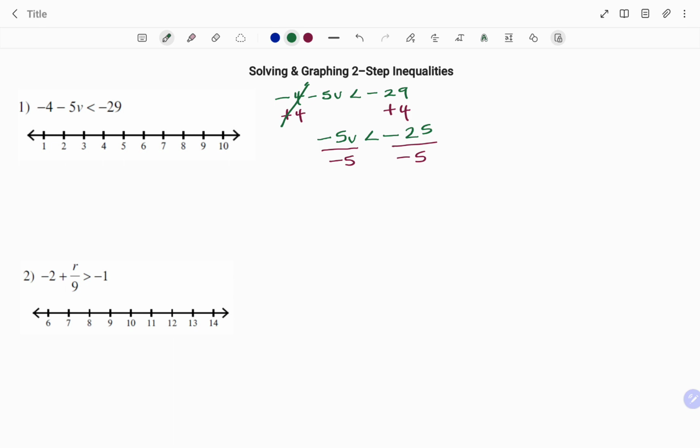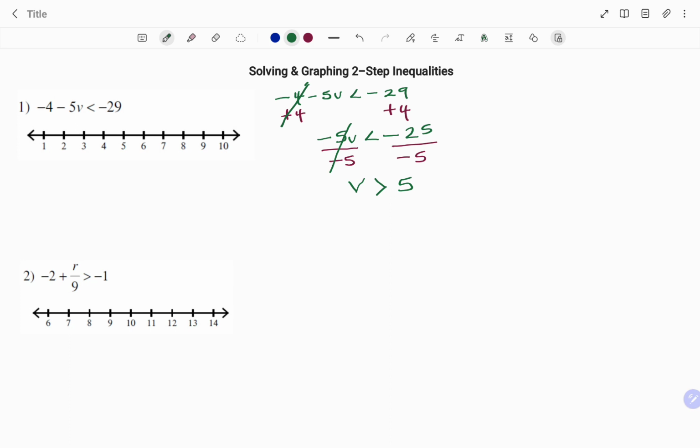When you're solving inequalities and you're trying to solve for the variable and you divide by a negative coefficient, then what happens is your inequality sign is going to swap or flip. So I have 5 divided by -5, that's 1. So I have v. So instead of saying less than, it's now going to be greater than. -25 divided by -5, that's +5. So note that when you're dividing by a negative number or you're multiplying by -1, the inequality sign flips.